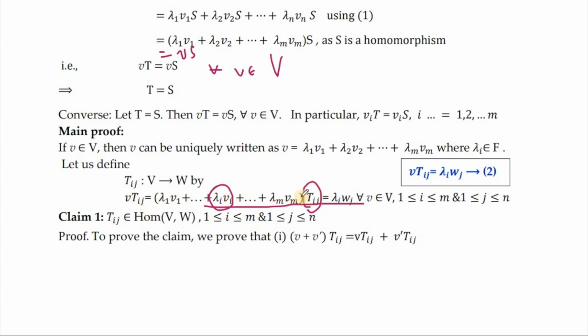Okay, so that is how the mapping is defined. What is done to this lambda? Nothing is done. That is kept as such. But what happens to your Vi? That becomes Wj. So that is the job of my Tij.